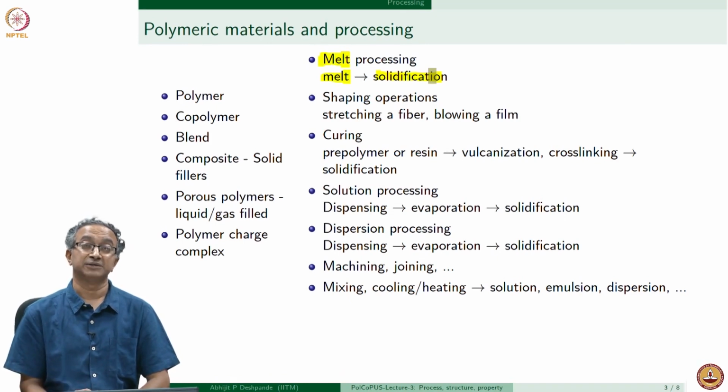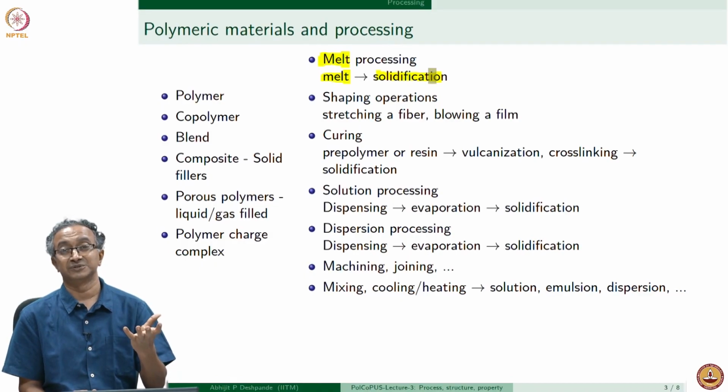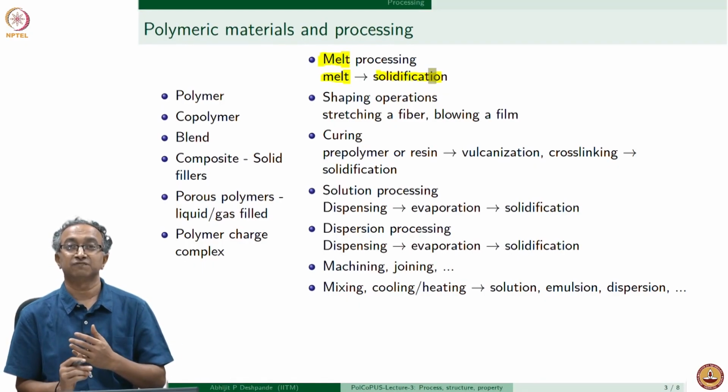That is how a complex shape can be made. If you want to make a disc, let's say a disc-like object, initially we start with granules, we melt it and then make it into a disc shape by making it flow into a disc shape mold.